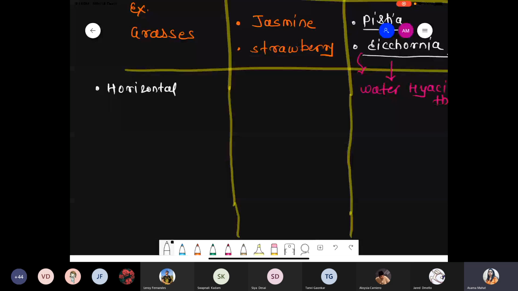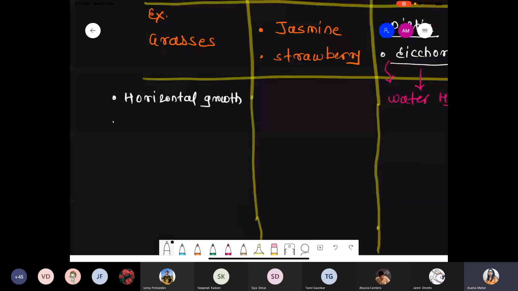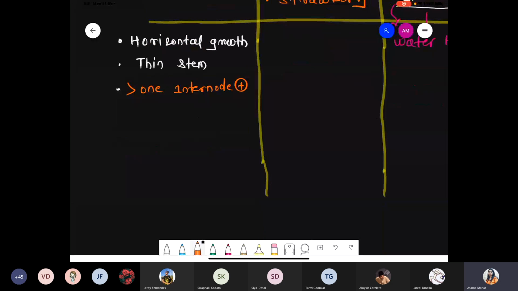Horizontal growth pattern. First condition. Another one, it has the thin stem. And the third one, there is a presence of more than one internode. More than one internode present. So quickly we are taking the diagrammatic representation. What is the meaning of horizontal growth, thin stem, more than one internode present?